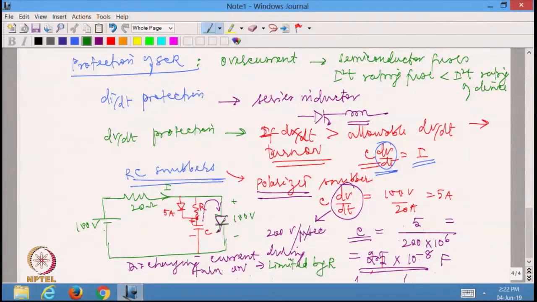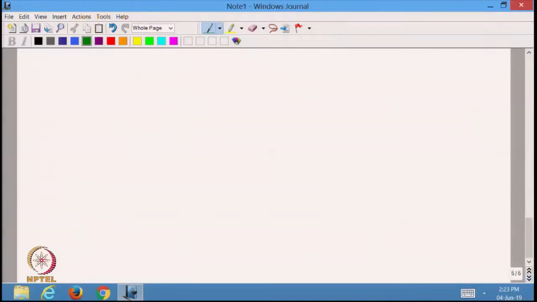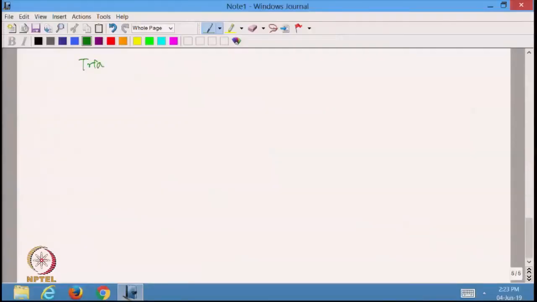So, I have the function of diode spelt out, I have the function of R spelt out and capacitance spelt out. So, this is essentially talking about RC snubber, right. So, with this we are kind of concluding our discussion on SCR. Now, the next device which is related to SCR which I want to take up is TRIAC.